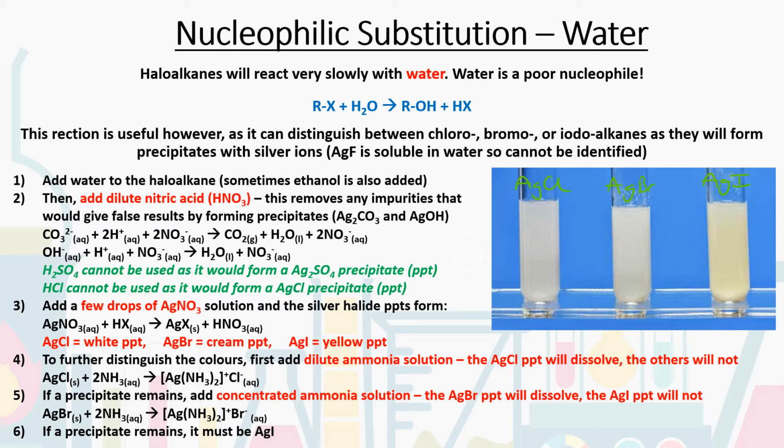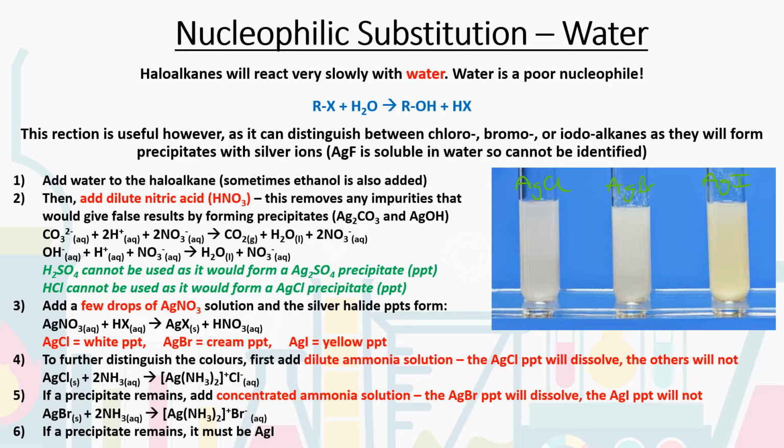Then we're going to add dilute nitric acid, HNO3. The reason that we're going to do this is because there might be some impurities that would give us false positives by also forming precipitates. The two that we have to really worry about are silver carbonate, Ag2CO3, and silver hydroxide, AgOH. If we have some carbonate or hydroxide anions as impurities in our test tube, these can also form precipitates when silver is added, and therefore that would give us false positives in our test where we're looking for precipitates. And so the way that we get rid of them is by adding acid. It's the standard reactions really that you're used to seeing. Acid plus carbonate gives carbon dioxide plus water.